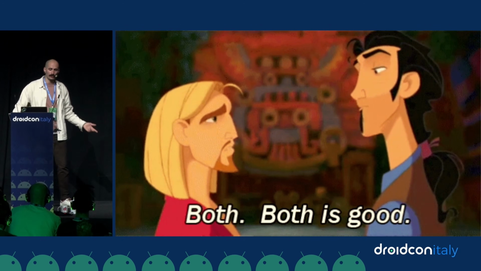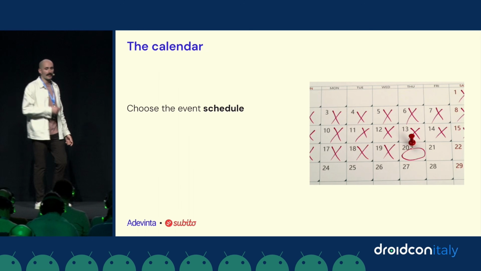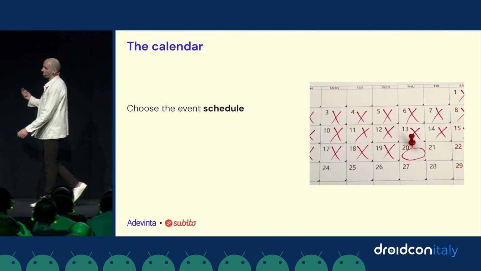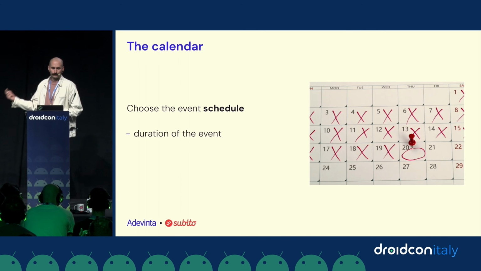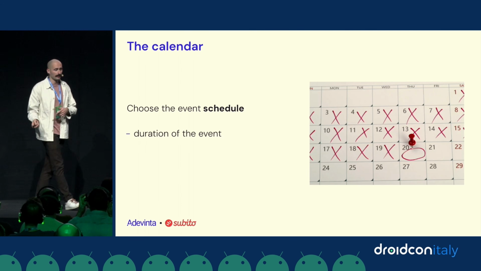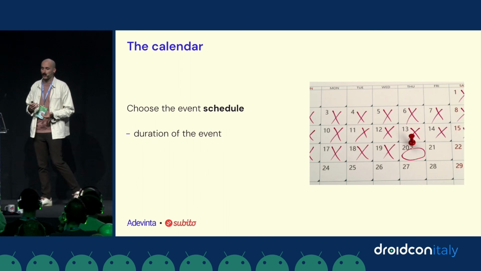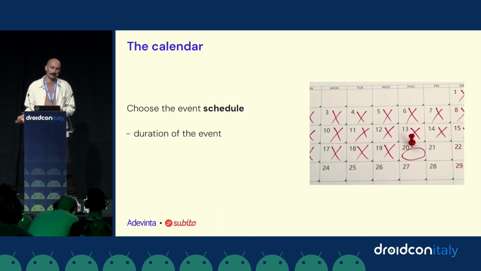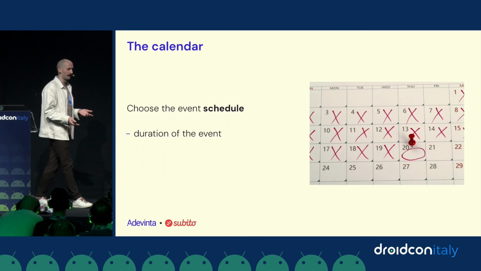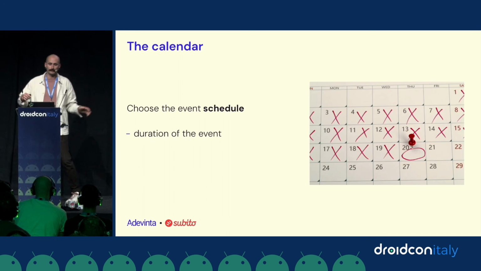Once you've decided the location, it's time to choose the event schedule and plan over time. In this case, you have to first decide the duration of the event. It could be 1 day or multiple days. You will do it only during working hours or even outside working hours. As I said before, there are some legal constraints to check, but we will talk about it later.